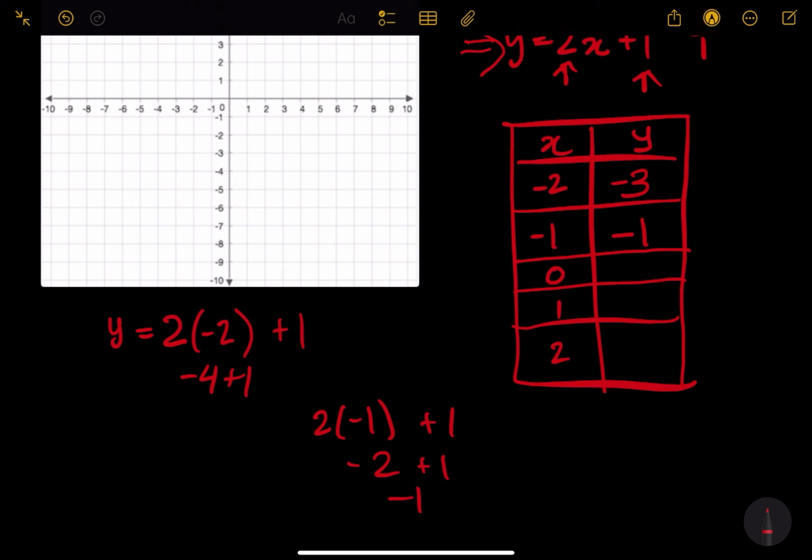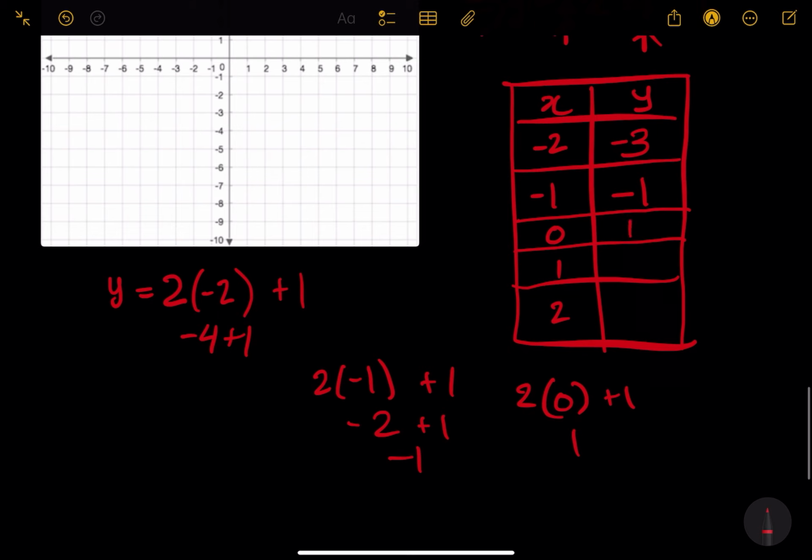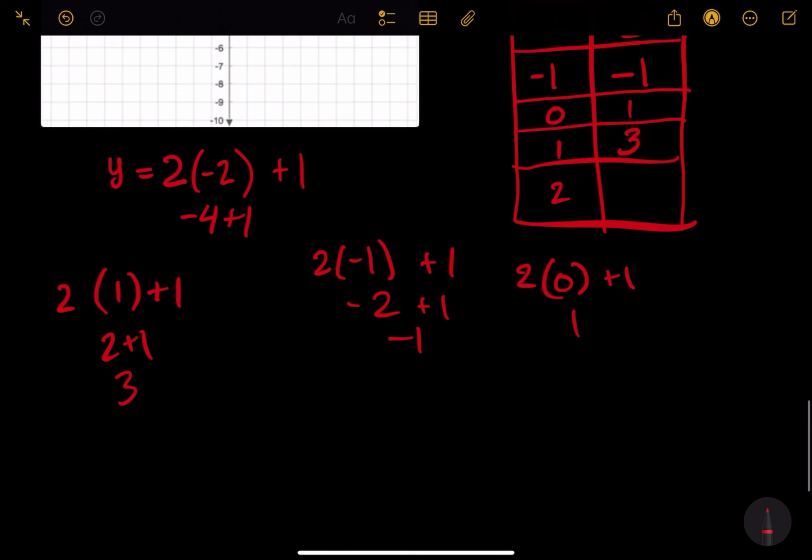And then we have this one. If it's 0, 2 times 0 plus 1. 2 times 0 is 0. 0 plus 1 is 1. Then if it is 1, 2 multiplied by 1 plus 1, 2 plus 1, and that is 3. And now we do it for the last one, which is 2. So 2 times 2 plus 1. So 4 plus 1, and that is equal to 5.